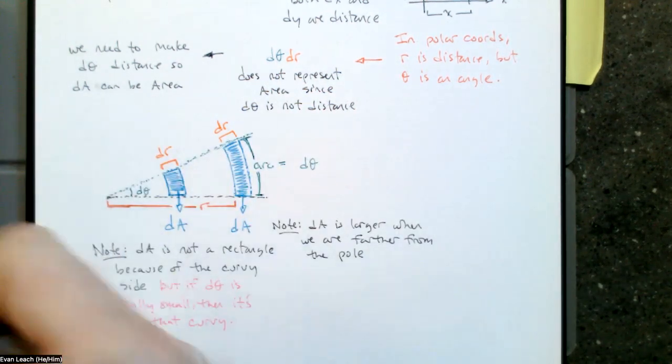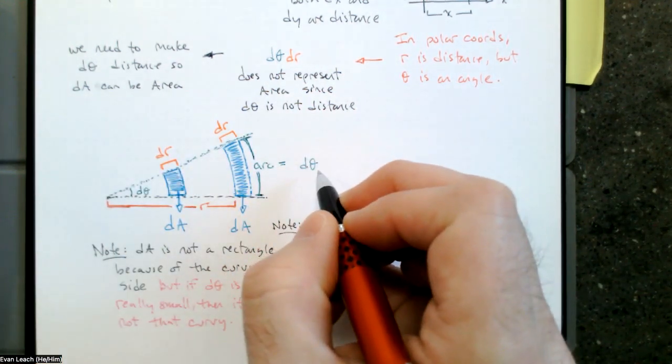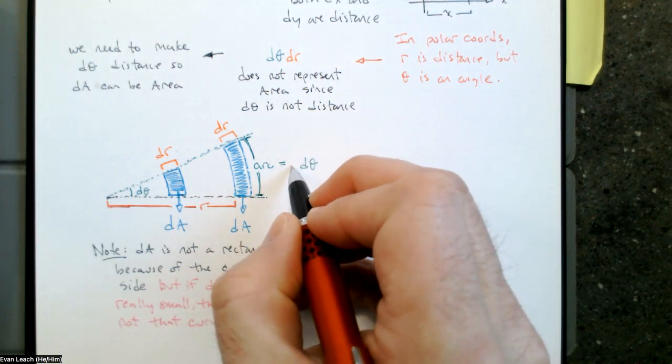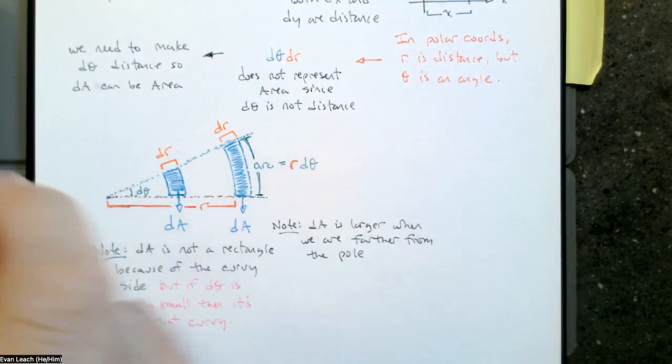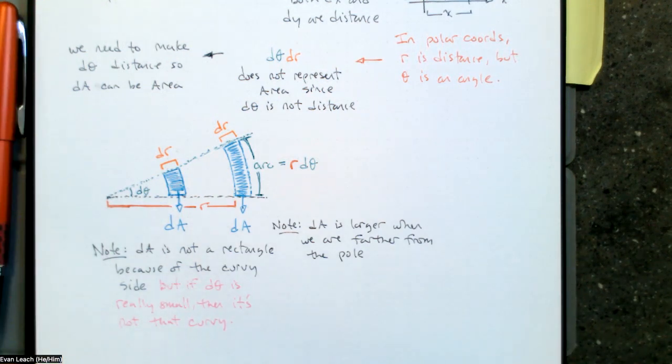So d theta is the angle, and just like with circumference, we just multiply by the radius. So it turns out that the length of that arc is proportional to the distance from the pole. If you're twice as far away, that arc will be twice as long. And that constant of proportionality is just the radius.